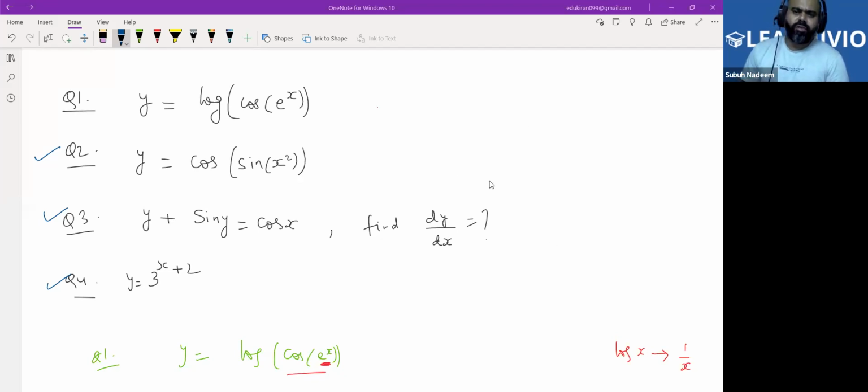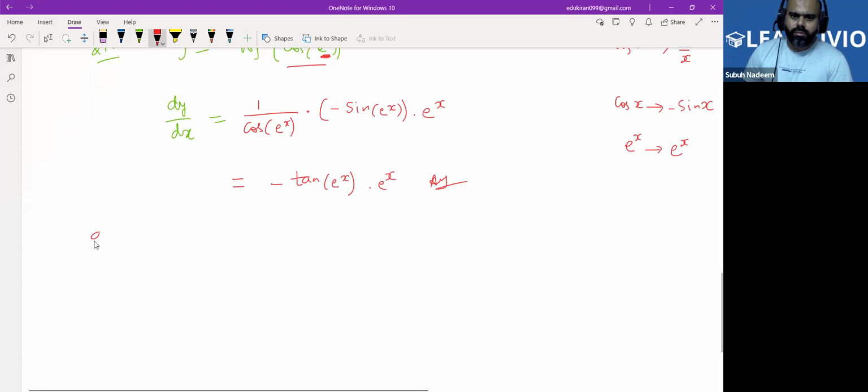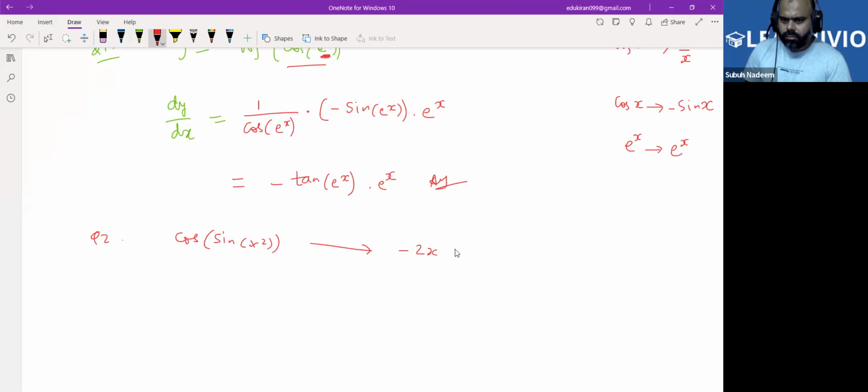So what would be the result for second one? Have you tried or you still trying? Yes, I got the answer. What is the answer you are getting? Minus 2x cos x square into sine of sine x square. Not sine into sine x square, sine of sine x square. Correct. Sharif, you are telling this? Yes, sir. So you got the concept.